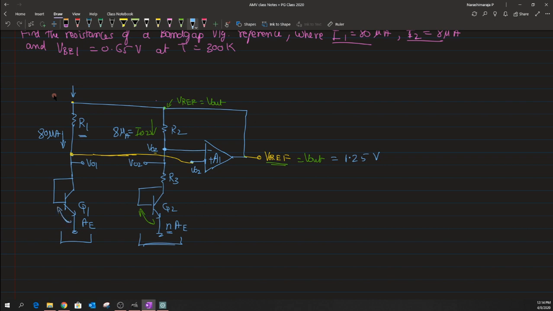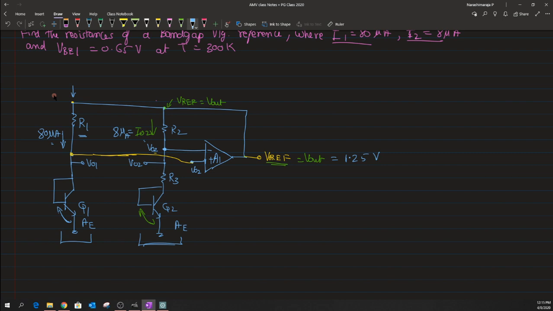Right? And in this case, both our Q1 and Q2 can have the same area, and the factor n happens to be due to the different current flow through the first branch and second branch, due to which I can have the same area for Q1 and Q2 when you try to build a BGR out of an op amp.